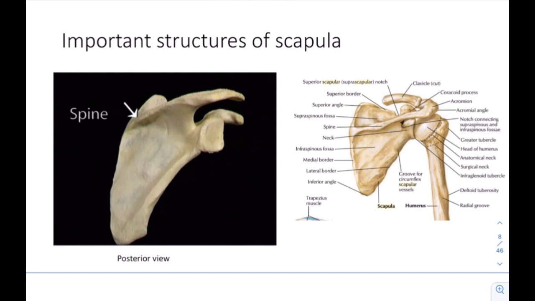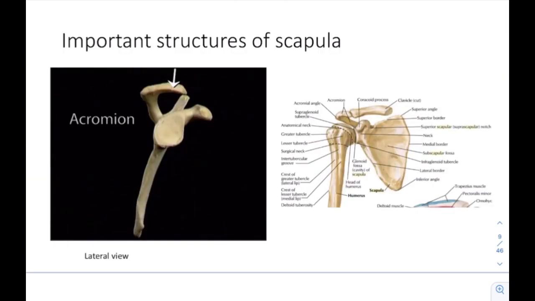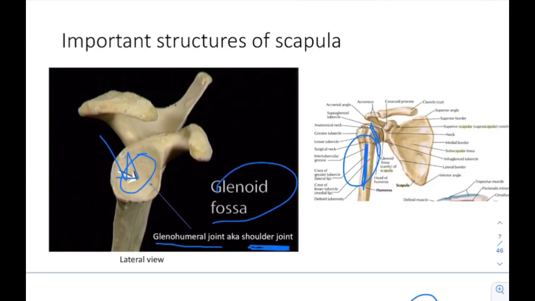Okay, so here we have the spine of the scapula. This is the posterior view. So you can see here, this is posterior. This is the spine. And by the way, this is a lateral view. So we're looking this way. Imagine you're looking at the scapula this way.